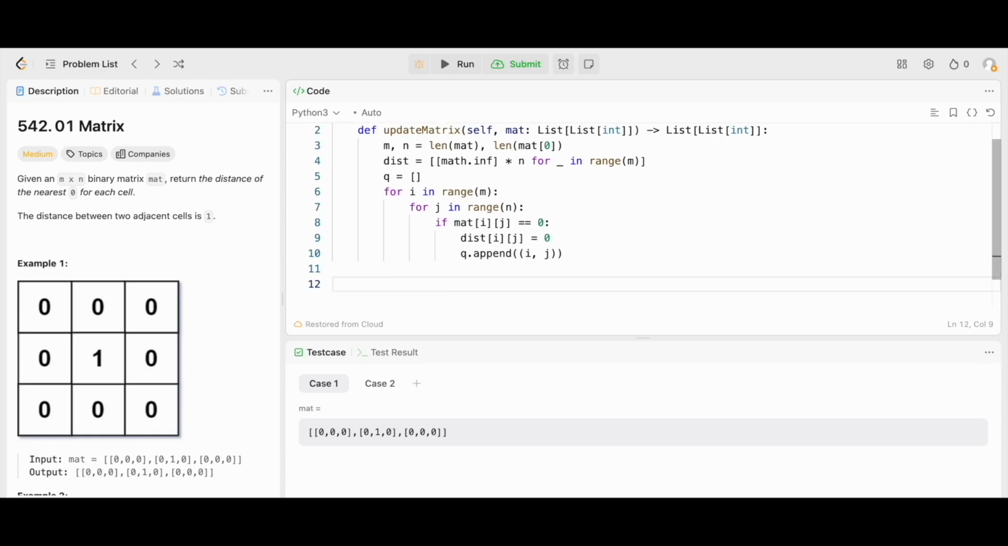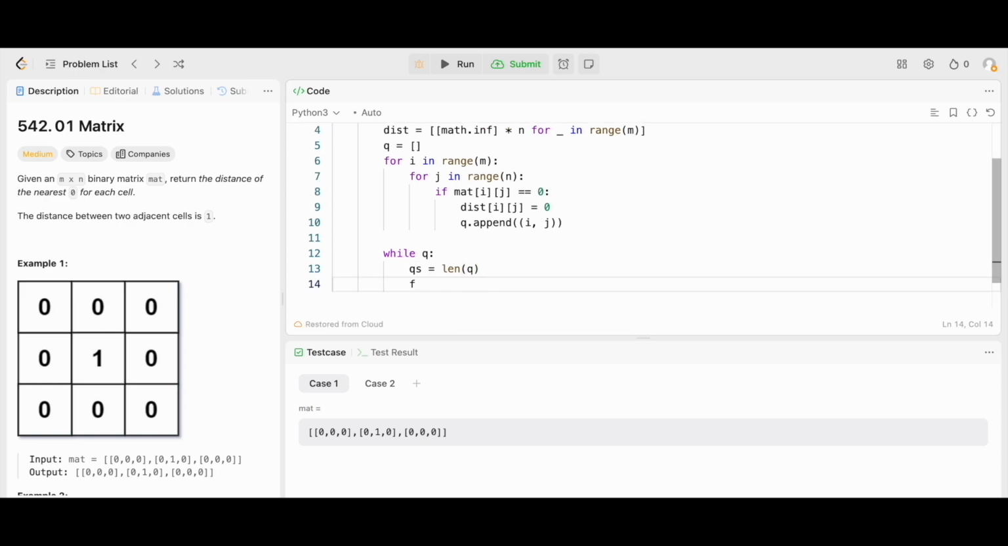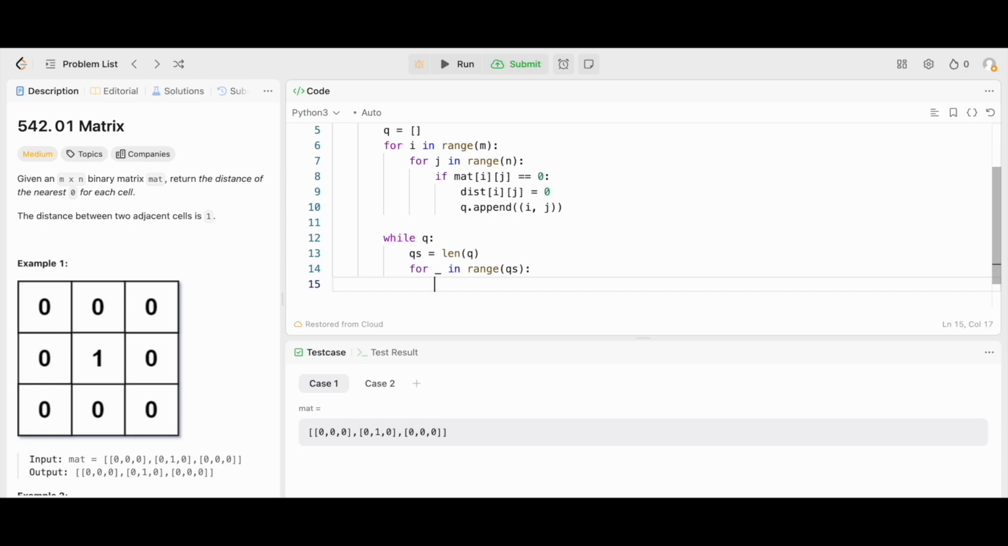Okay. Next, we run the BFS for all the elements in the queue in parallel. So while queue is not empty, since we are running BFS for all the elements in parallel, let's just see how many elements are there in the queue. And for all the elements in the queue, we get the row and the column by popping elements one by one.